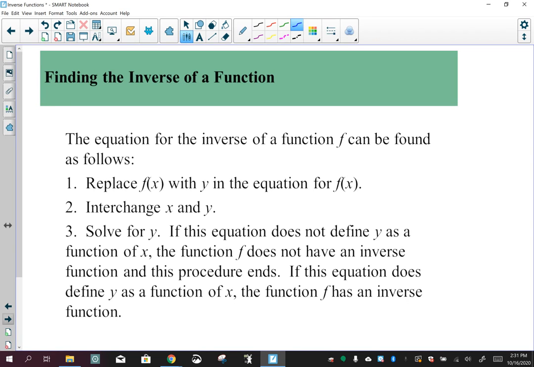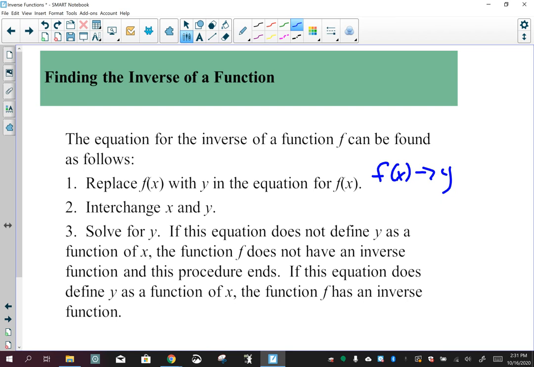So the easiest way to do it is we're going to take our f of x. Instead of having f of x equals something, or g of x, or h of x, or whatever they give you, you're going to say, all right, I don't want f of x no more. I want to make that a y. Because in step 2, everywhere I see an x, that's going to turn to a y, and everywhere I see a y, that's going to turn into an x. So you're interchanging x and y. And then we're going to wind up solving for y.